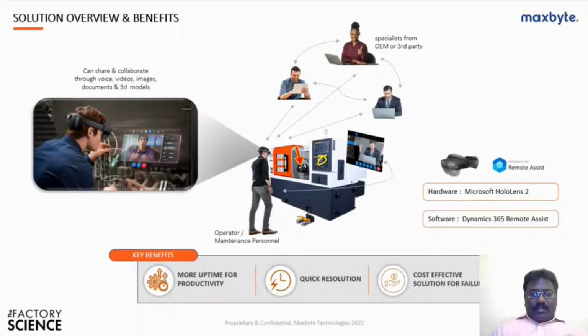They can share the content or the solution in different modes, and they can annotate, indicate, and highlight. So the person can listen to them and understand the guidance, and can complete that particular task or activity, which may be maintenance or service. This way it can be done. The hardware we require is Microsoft HoloLens 2, and software option 1 is Dynamics 365 Remote Assist. The key benefits of this solution are more uptime for higher productivity, a quick solution, and a really cost-effective solution for any kind of failures.